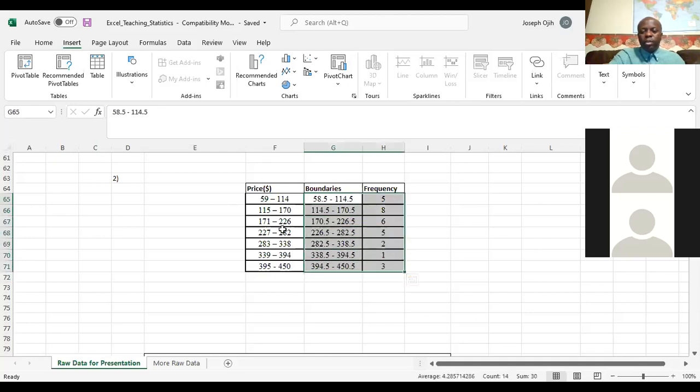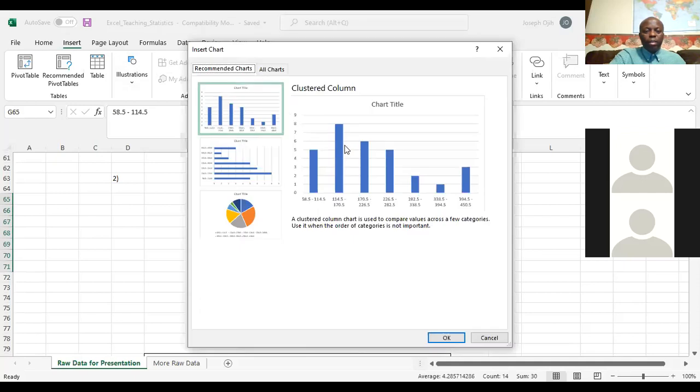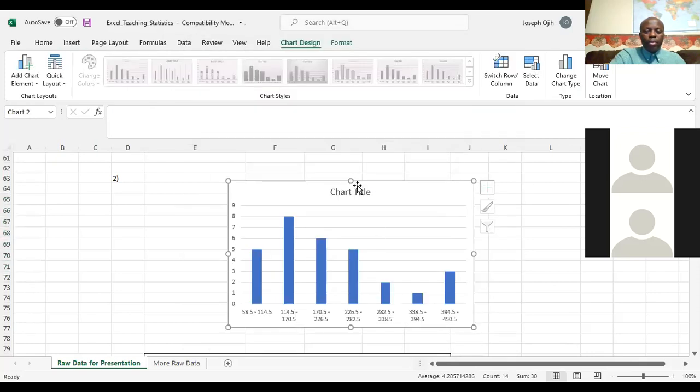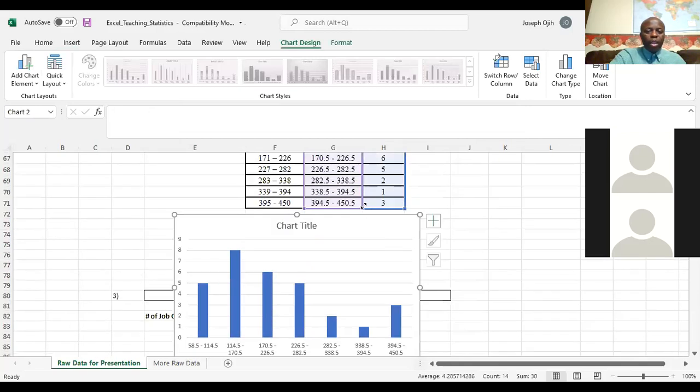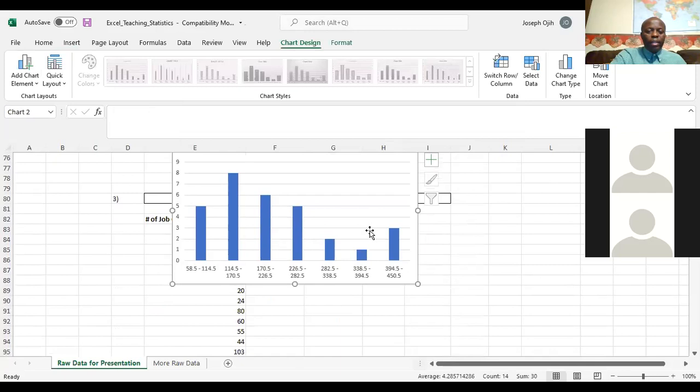Depending on the version of Excel you are using, click on Insert. Okay, use the recommended charts. I can use this here. Click on this one, sit down here, right? And click OK. And that will give you the chart right away. Then, once you have the chart, you can then format the chart.